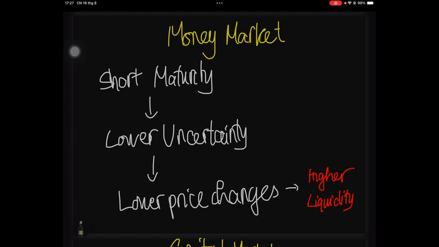This is why banks and corporations frequently use the money market for temporary funds. They are not looking for maximum return. They are optimizing liquidity and capital preservation.